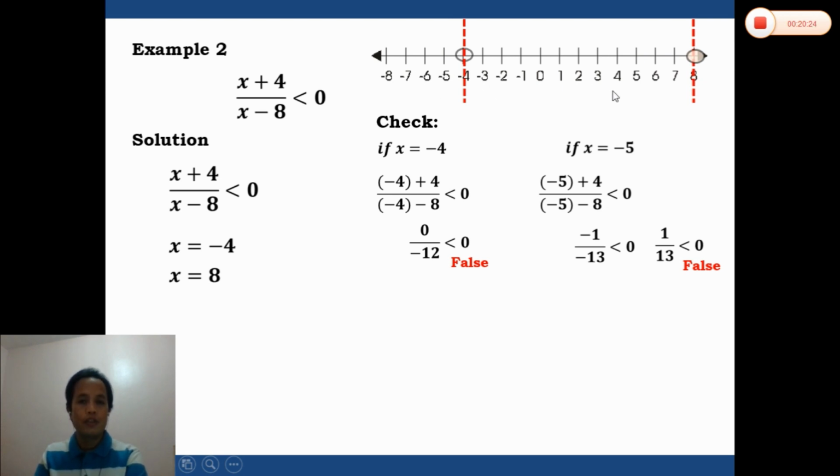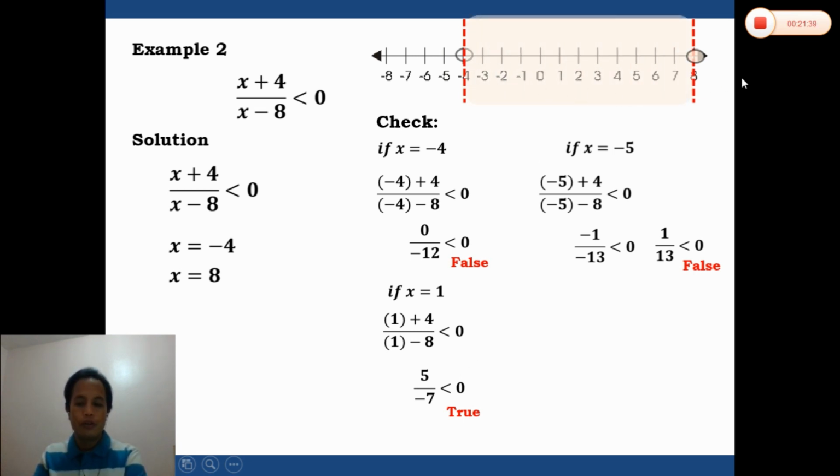To proceed with the second region, for example, we choose positive 1. Substitute in the inequality. So we have 1 plus 4 over 1 minus 8 is less than 0. So we have 5 over negative 7 is less than 0. So any negative number is always less than 0. So this is a true statement. So if 1 will give us a true statement, all the rest of the values that are found in this region will give us a true statement. So any value that you are going to choose from this region will give us a true statement. So since this is a true statement, we will shade this region here.